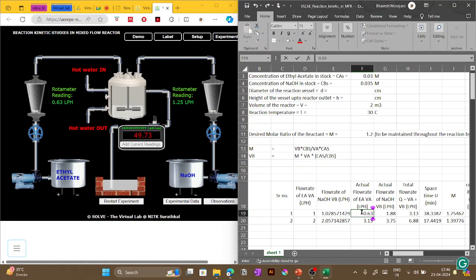Actual flow rate is taken as 0.63. Now this is on, right?